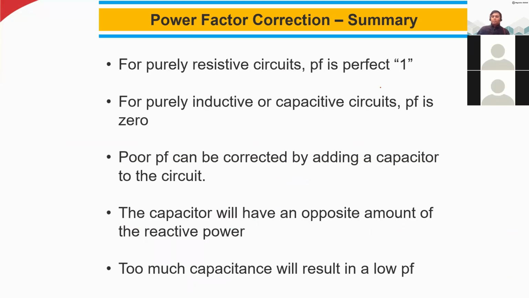So here are some points to remember. These are some bullet points. For a purely resistive load, the power factor is 1. For purely inductive or capacitive loads, the power factor is 0. That is the very worst. Poor power factor can be corrected by adding a capacitor to the circuit. The capacitor provides an opposite amount of reactive power, which is why the capacitor helps in pulling up the power factor. Also, when you add the capacitor, you cannot add too high values. Too much capacitance will also affect the power factor and the current consumption.